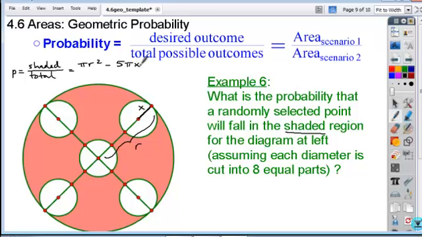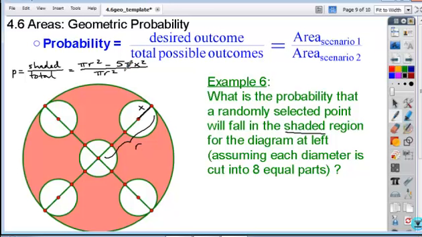Okay, so there's the calculation for finding the shaded region. And we're going to divide that by the total area of the whole thing. Shaded and unshaded combined is just the area of this big circle, right? So that's represented by pi r squared. Okay, so here's our calculation.